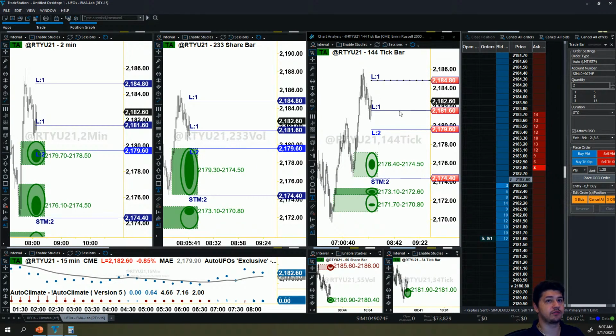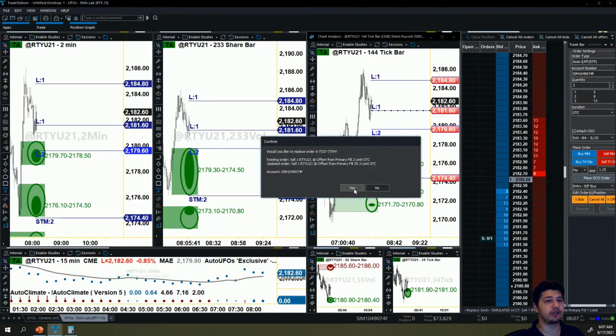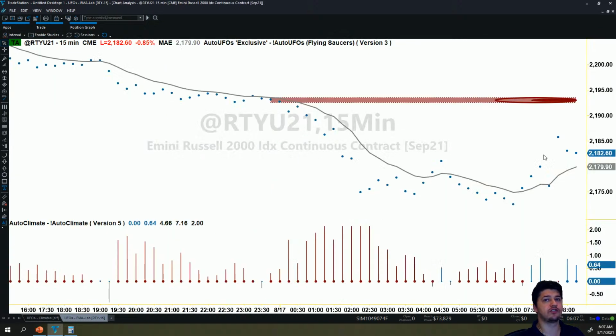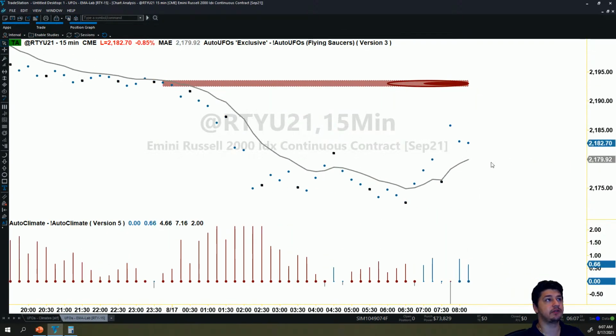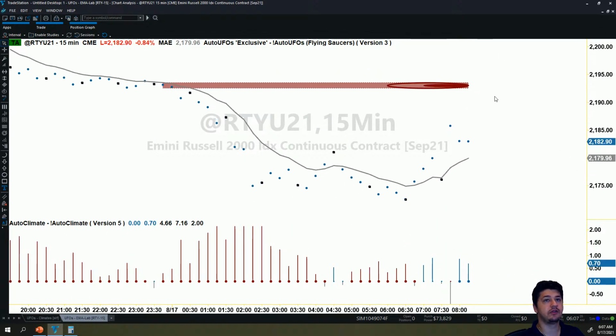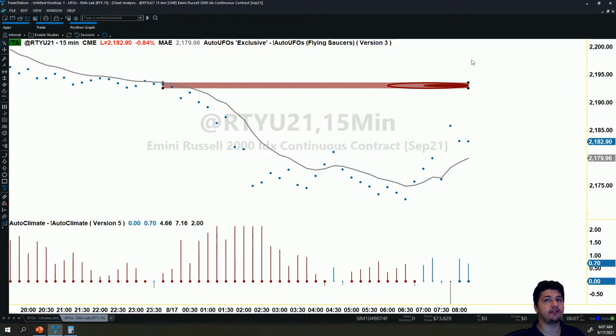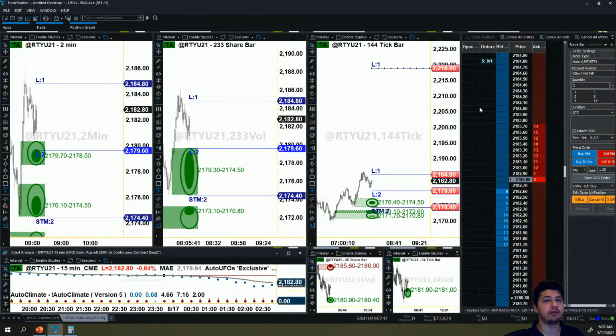That looks like it's almost at the top there. I'm just going to move this one higher. I don't believe we're going to have any UFOs because there's a good chance that we're pushing at all-time highs. But look at that, we actually do. All right, cool. So we do have a UFO on this 15-minute time frame that starts at 2192.5. So that is our final target. 2192.5 on this UFO on the 15-minute time frame.